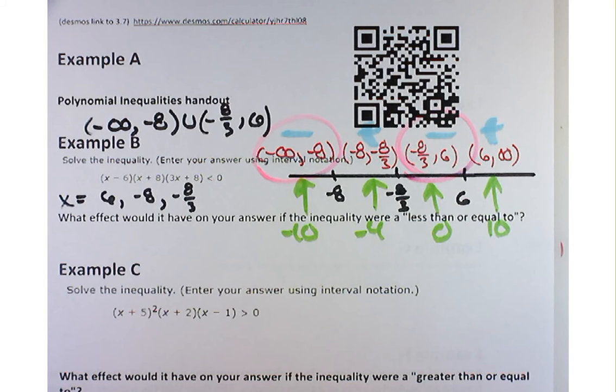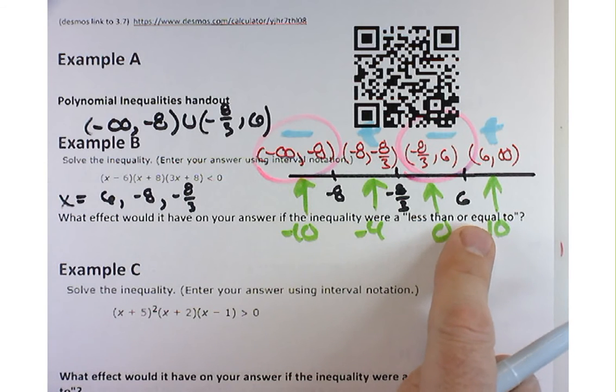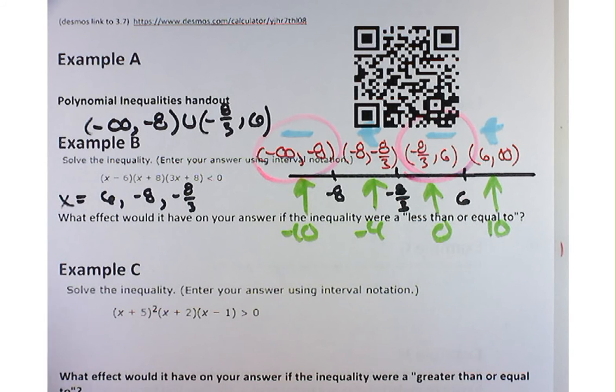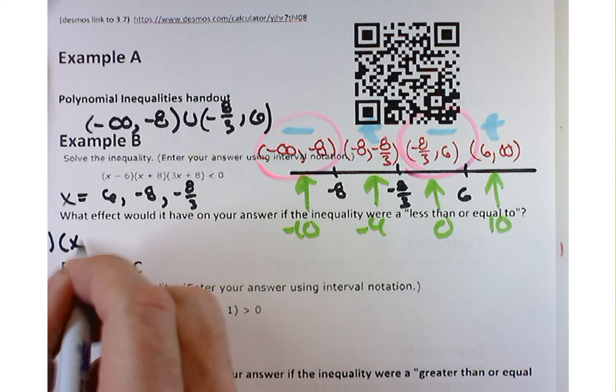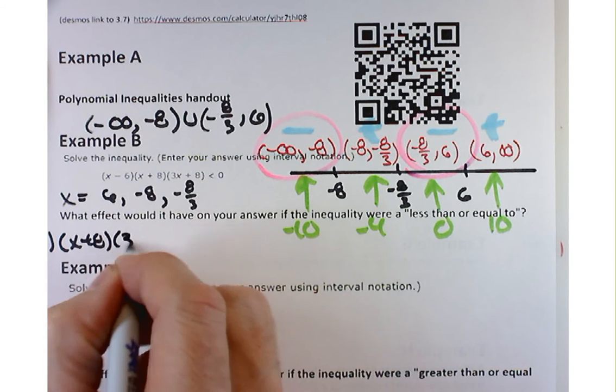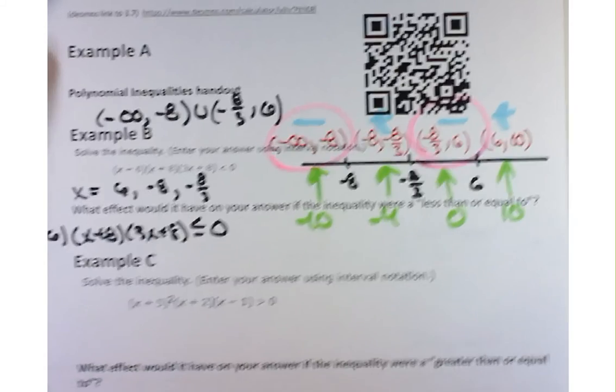All right, got a couple doing good. What would happen if this was a less than or equal to, as opposed to just a less than? So if you had x minus 6 times x plus 8 times 3x plus 8 is less than or equal to 0, how's that going to change things?